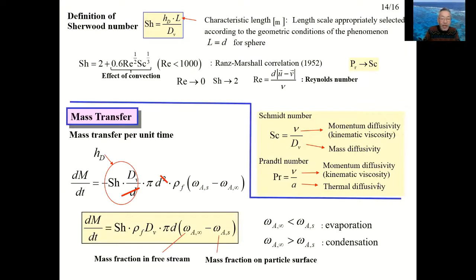Using the Sherwood number, the equation of mass transfer per time is shown in the yellow frame. The particle mass increases or decreases depending on the relative magnitude of omega_A∞ and omega_As.